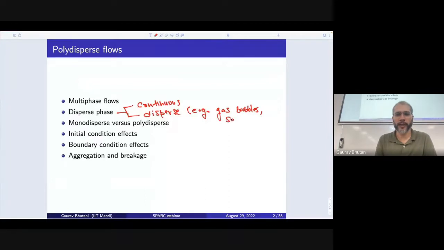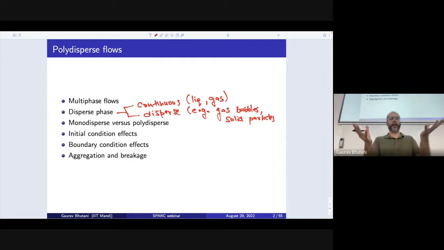It could be solid particles, again dispersed in a continuous medium, which could be either liquid or even a gas. When we talk about fluidized beds where we have solid particles and you fluidize them using a gas, you apply some pressurized gas and that results in the solid particles moving up against gravity and then they get fluidized. So they tend to flow like liquids or gases, fluids.